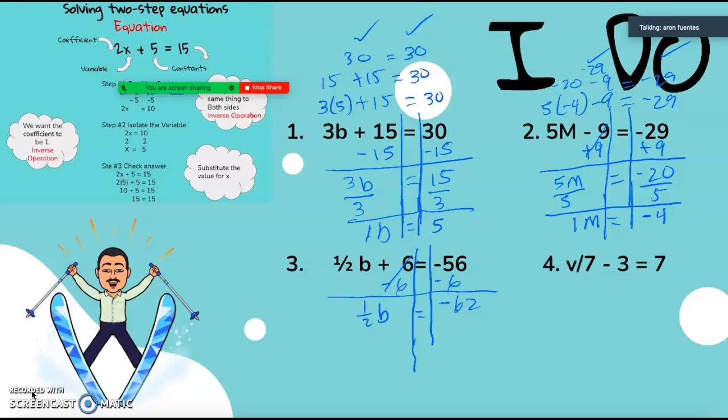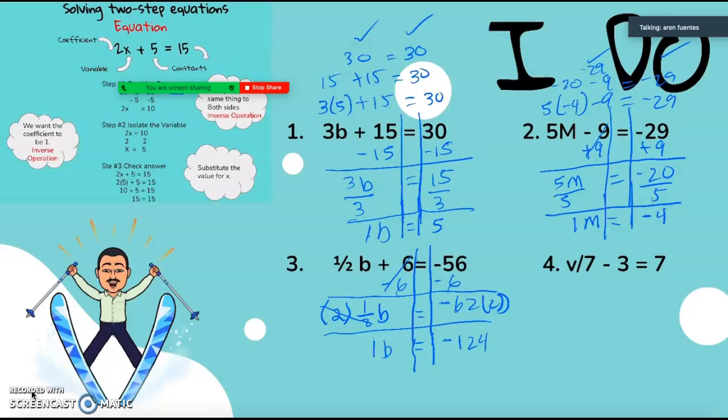Now remember that fraction bar means division, and the inverse of division is multiplication, and we multiply by the denominator, which is 2. So that will cancel out, and it will give me 1b is equal to -62 times 2, which is -124. Okay, and then I come back and substitute that -124 into my original equation, which hopefully I have enough room down here.